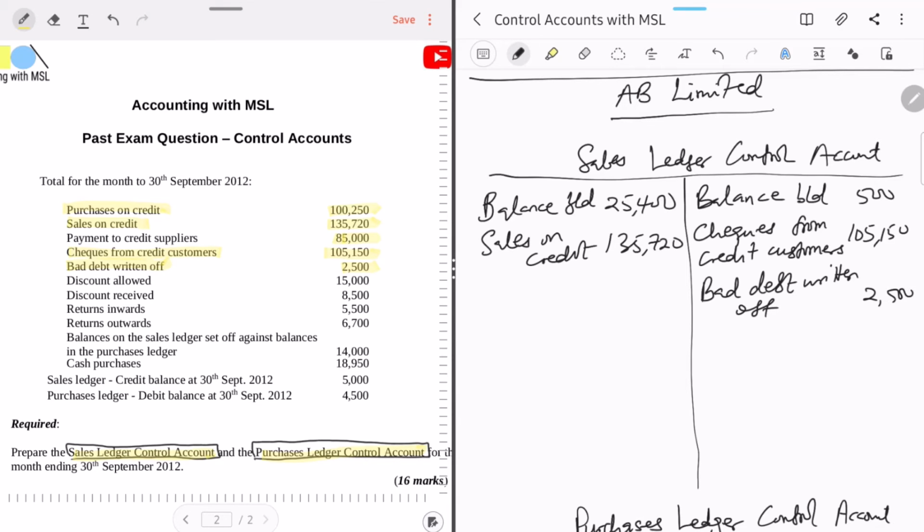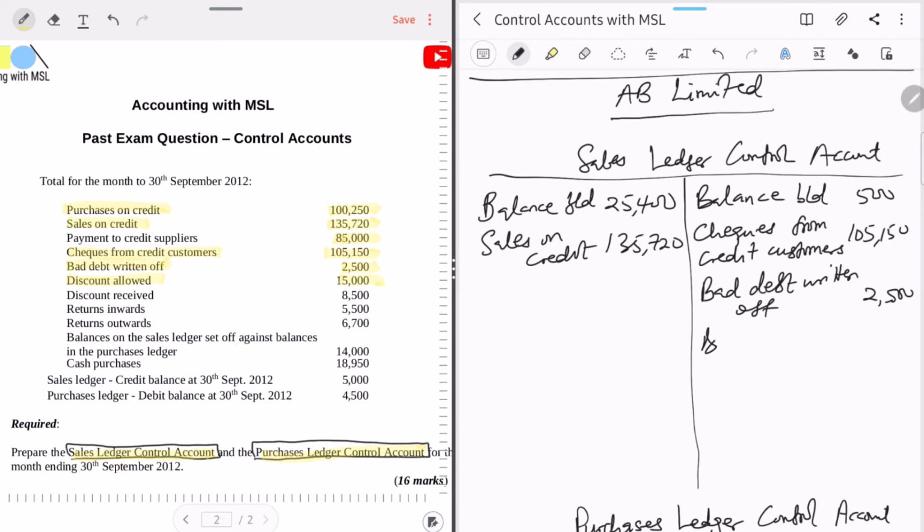2,500. The next is what? Discount allowed. We saw this as well. I told you discount allowed is an expense. This is when you give someone a discount. So if discount allowed is an expense, what do I do? I debit discount allowed and then I credit my sales ledger control account.